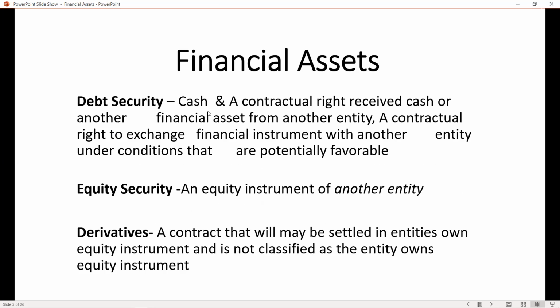So the debt security is the cash and a contractual right to receive cash or another financial asset from another entity. Examples of debt securities are bonds, note receivables, or even cash. These are classified as debt securities. And equity security is an equity instrument of another entity. I told you already a while ago that examples of equity securities are preferred shares and ordinary shares. Next, we have the derivatives, which have their own accounting treatment depending on whether it is hedge accounting or not.